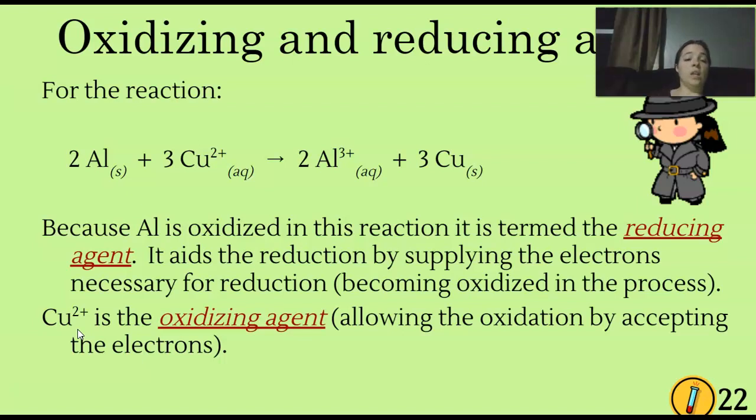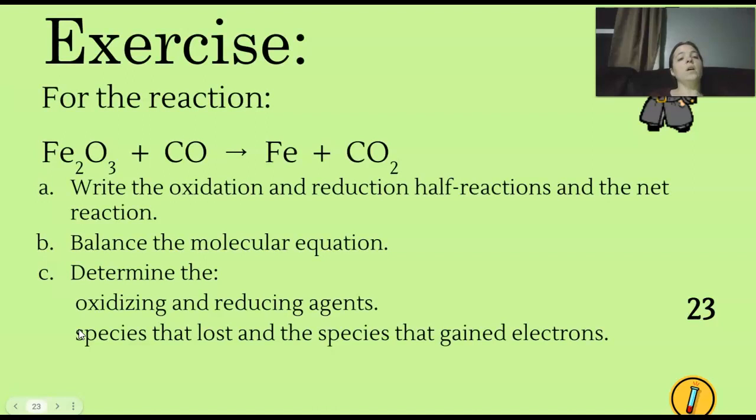So I know we just said LEO goes GER, right? LEO: loses electrons, oxidizes, making it the reducing agent. GER: gaining electrons, reduces, making it the oxidizing agent. All right? Okay, real quick for this reaction: write the oxidation and reduction half reactions, balance the molecular equation, determine the oxidizing and reducing agents, and the species that lost and the species that gained.